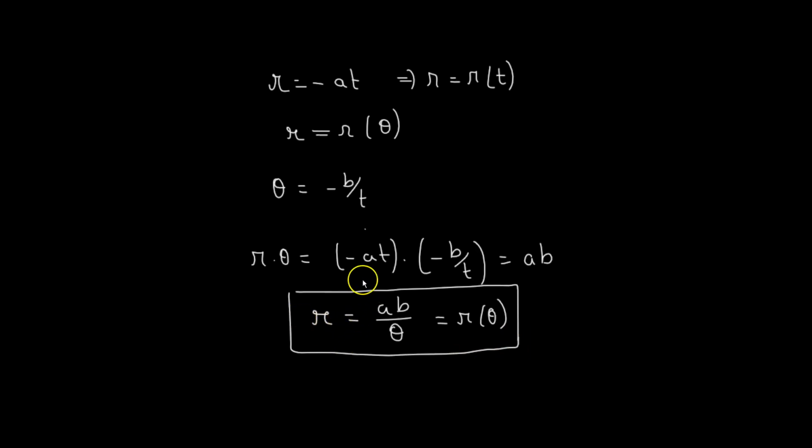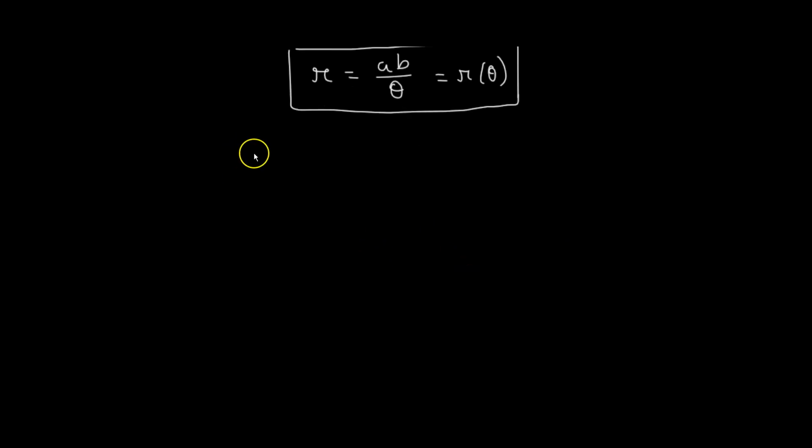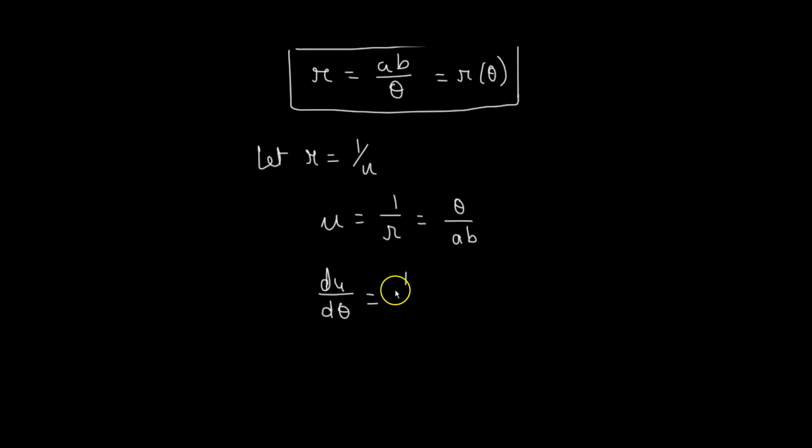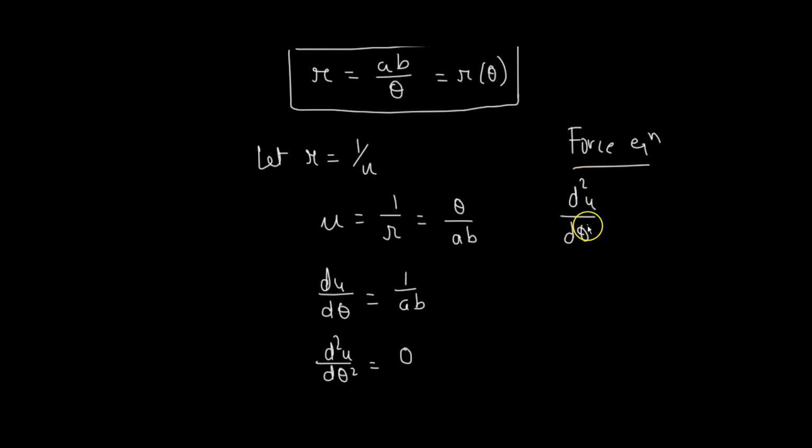We'll use this equation to find out the force. So we are going to make a u substitution. We suppose that r equals 1 over u, such that u equals 1 over r, which equals theta divided by ab. Let's take the derivative of u with respect to theta. That's simply 1 over ab. And when you again take the derivative of du over d theta with respect to theta, that will be 0.